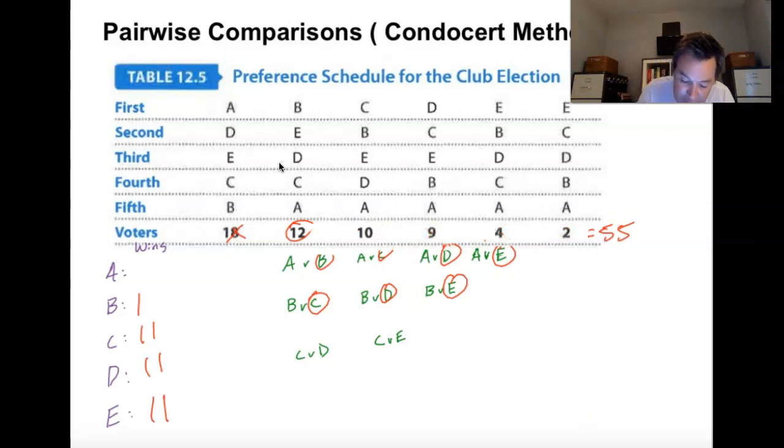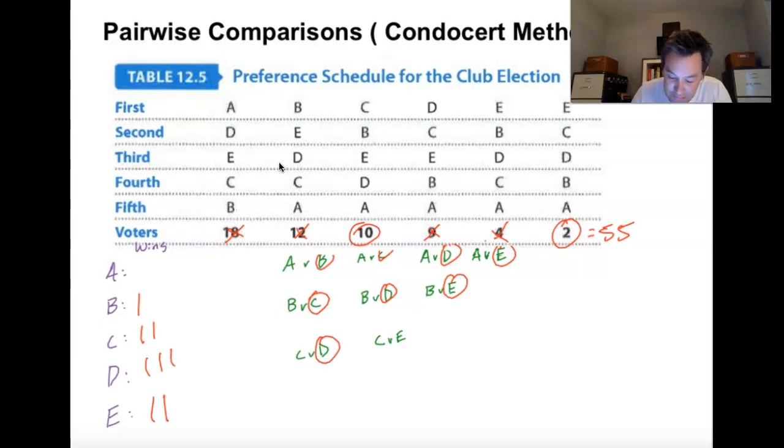So now we're going candidate C versus candidate D. I'm just going to pay attention to the wins for candidate C. C ranks lower on the first column, lower on the second column, higher on the third column, lower than D on the fourth, lower than D on the fifth, higher on the sixth. So candidate C only gets 12 of those votes, so candidate D wins that.